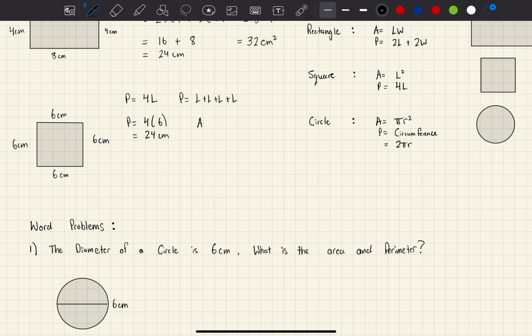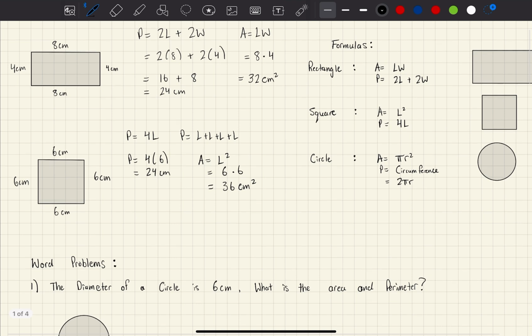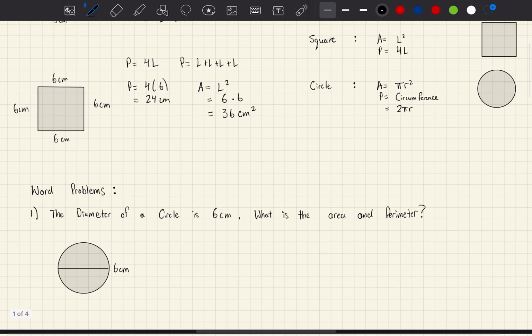So solving for area next, using our formula on the right-hand side, we have length squared, which would be length times width, kind of the same as the rectangle. However, all sides are the same for a square. So we can do 6 times 6, which would give us 36 centimeters squared. So those are just 2 examples on how to solve for perimeter and area for both a rectangle and a square. So let's go into some of these examples.